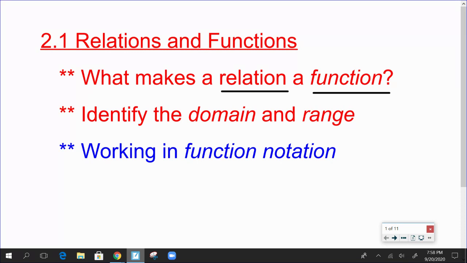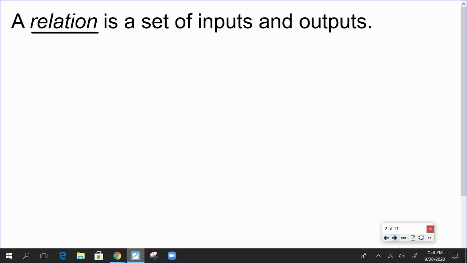We'll work on what makes a relation a function. That's a very special relation. Relations are all over the place, but a function is a very special type of relation. We're also going to work with a domain and range, and then working with just the beginnings of writing things into function notation. A relation is a set of inputs and outputs.